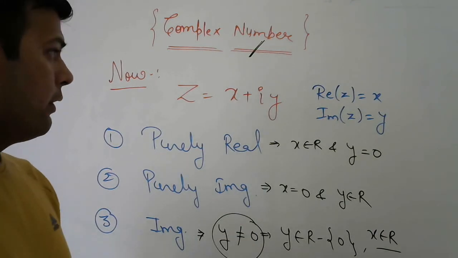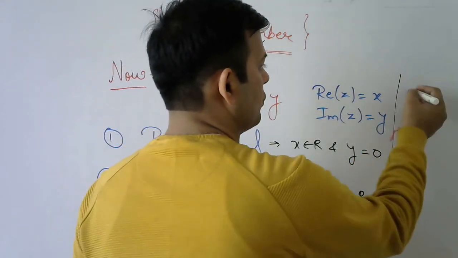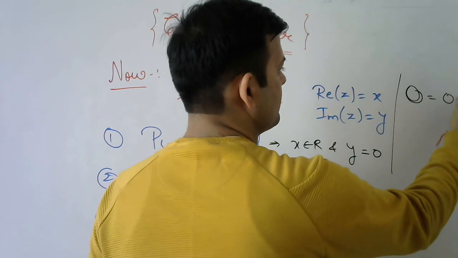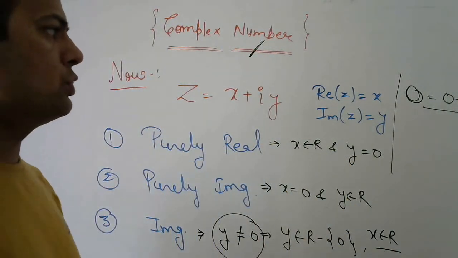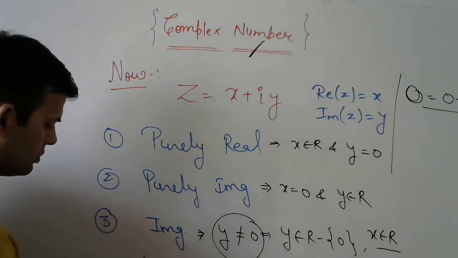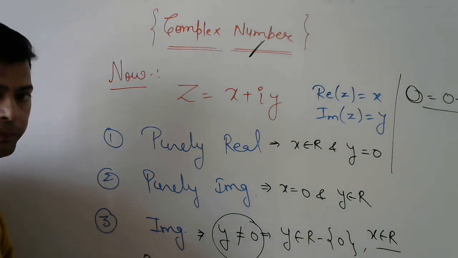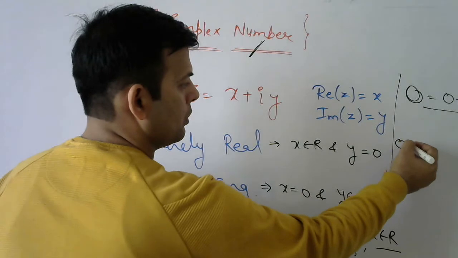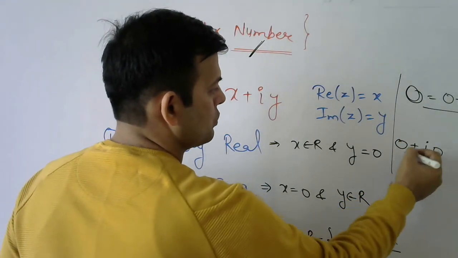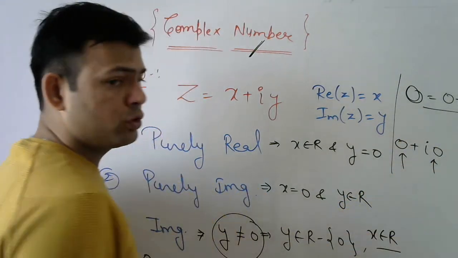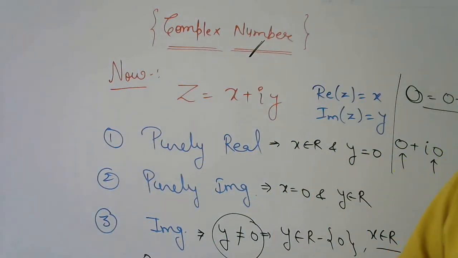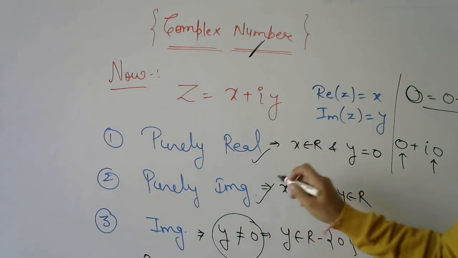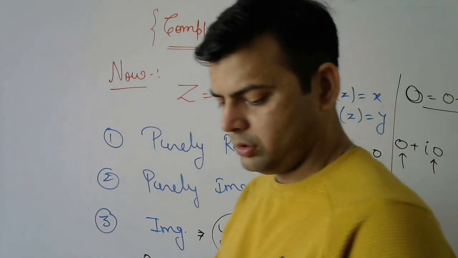But what about 0? 0 can be written as 0 plus iota into 0. So the real part is 0 and the imaginary part is also 0. So we say 0 is the only complex number which is both purely real as well as purely imaginary. Okay. Thank you.